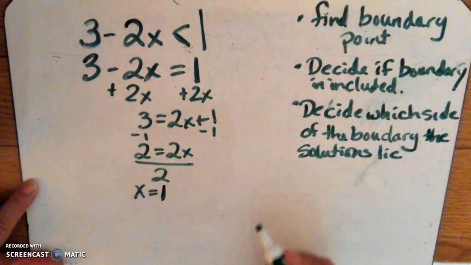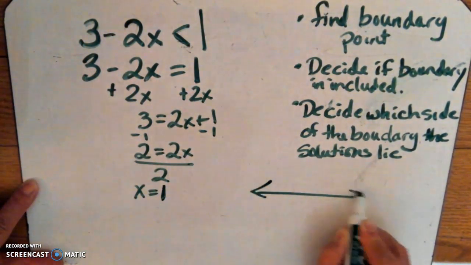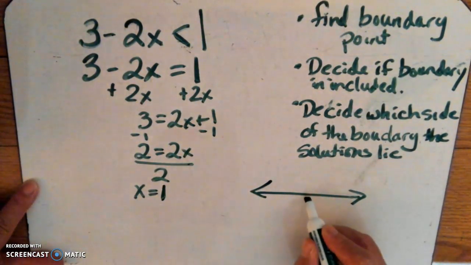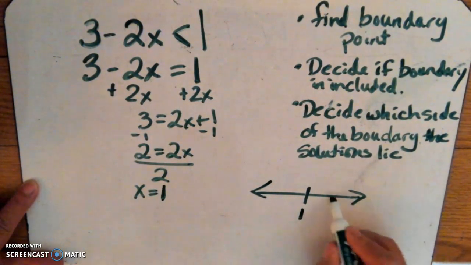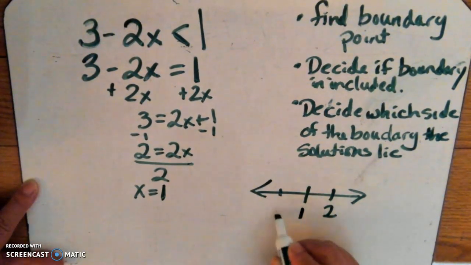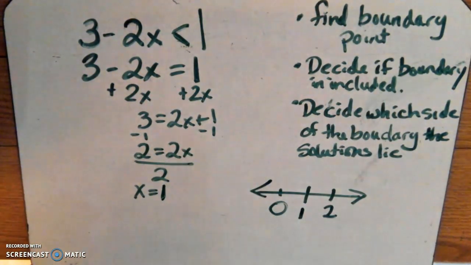So now that I have my boundary point, I am going to make a number line. Now, I don't have to make an elaborate number line. I really only need 3 points. So the point that I always put in the middle is my boundary point, which is 1, and then I put one number above it, which would be 2, and one number below it. Okay, so now I've done that first step. I found my boundary point. I do that by solving the equation.